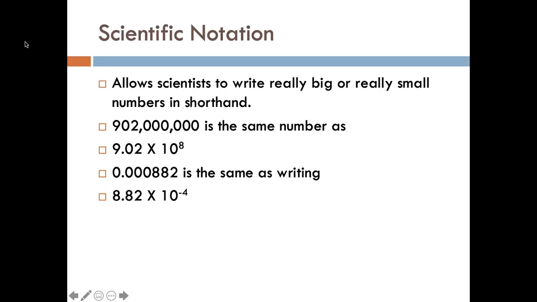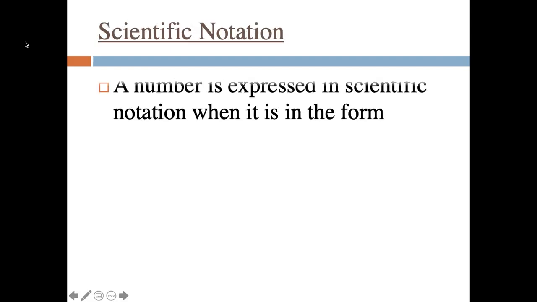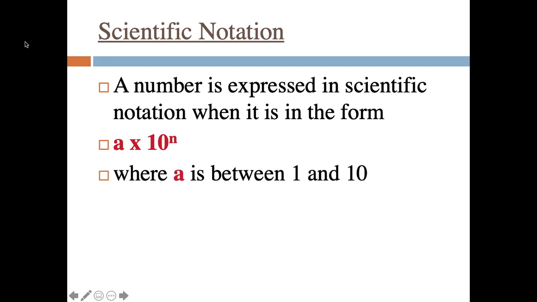Scientific notation allows scientists to write really big or really small numbers in shorthand. 902 million is the same number as 9.02 times 10 to the 8th. 0.000882 is the same as writing 8.82 times 10 to the negative 4th. A number is expressed in scientific notation when it is in the form a times 10 to the nth, where a is between 1 and 10, and n is an integer.